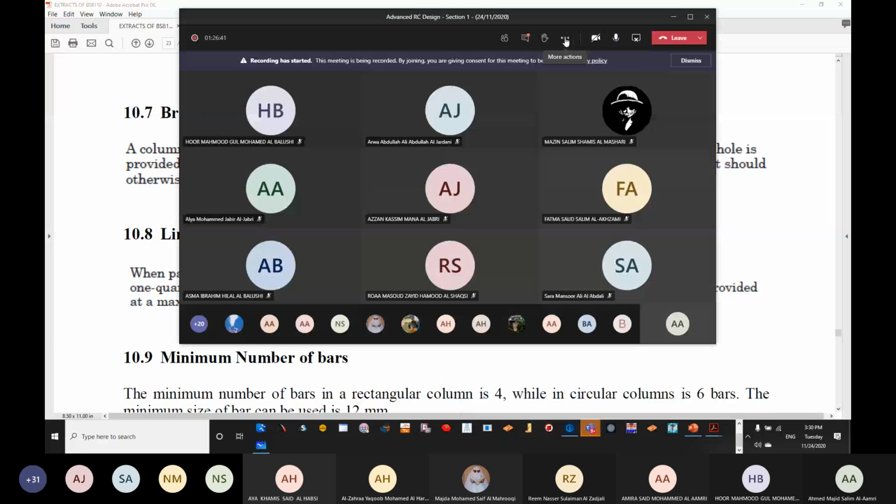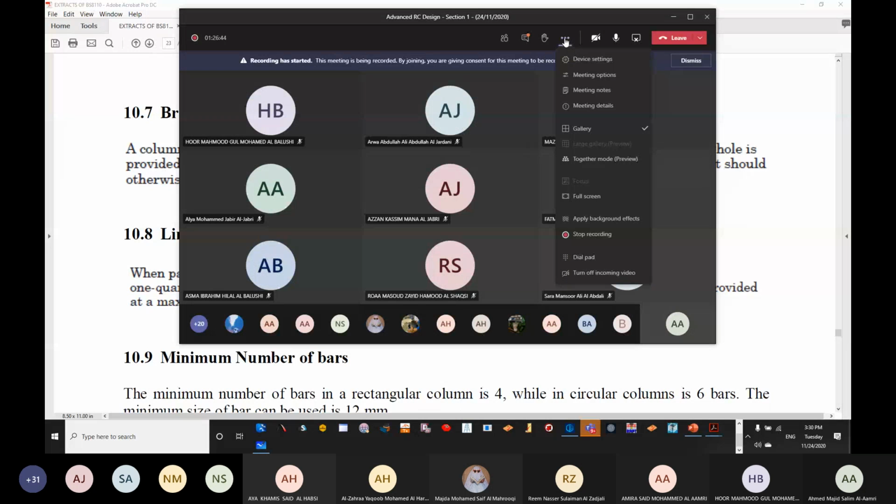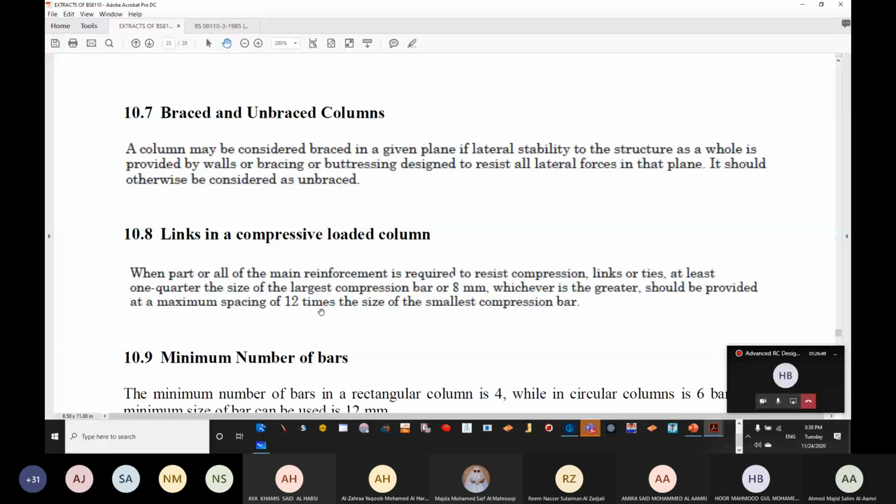Any other question? Because the code says maximum spacing of 12 times the smallest bar size. 12 multiplied by 32. Compression bar. It didn't say links bar. Links are not going to protect you in compression. Links are going to protect you only in terms of shear and linking. It's not a compression bar, which I have already said. It's foundation only.